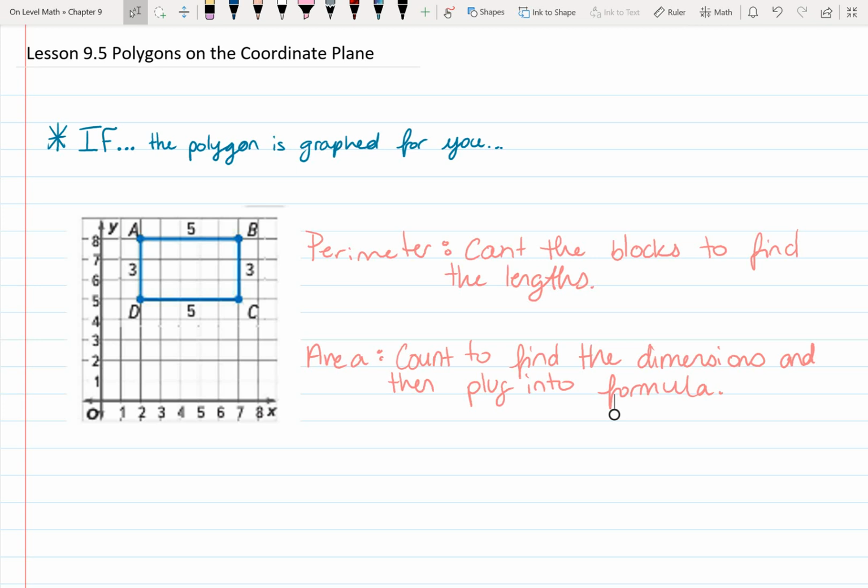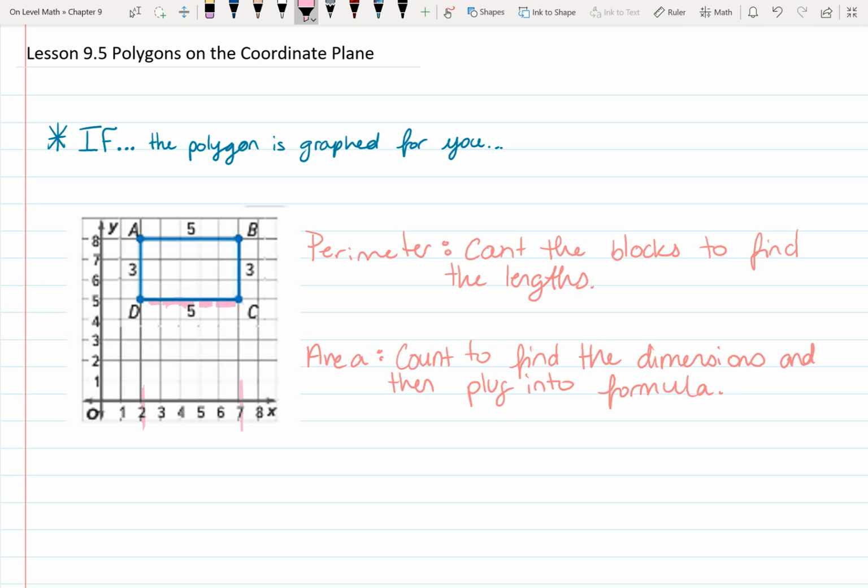However, 99% of your homework, actually there may not be any that are graphed for you. So if they're graphed for you, you got lucky. But you're finding the perimeter, you're counting the blocks to find the lengths. So if you did not know the 3, the 5, and the 3, well, we would count, if this starts at 2, goes over to 7, so we know that this is 5, right? So we can count the blocks.